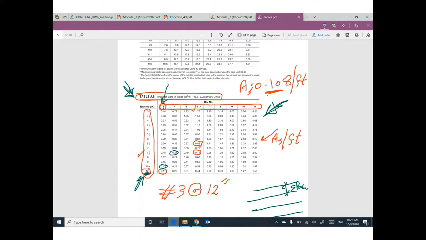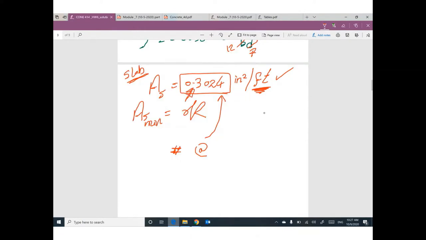Or if you don't like it, you can use this option. Bar number 5, every 12 inch. If you don't like that, we have another option. Probably this one can work. Bar number 3, every 4 inch. It's up to you. But make sure the selected value is greater than or equal to your required value of area of steel.